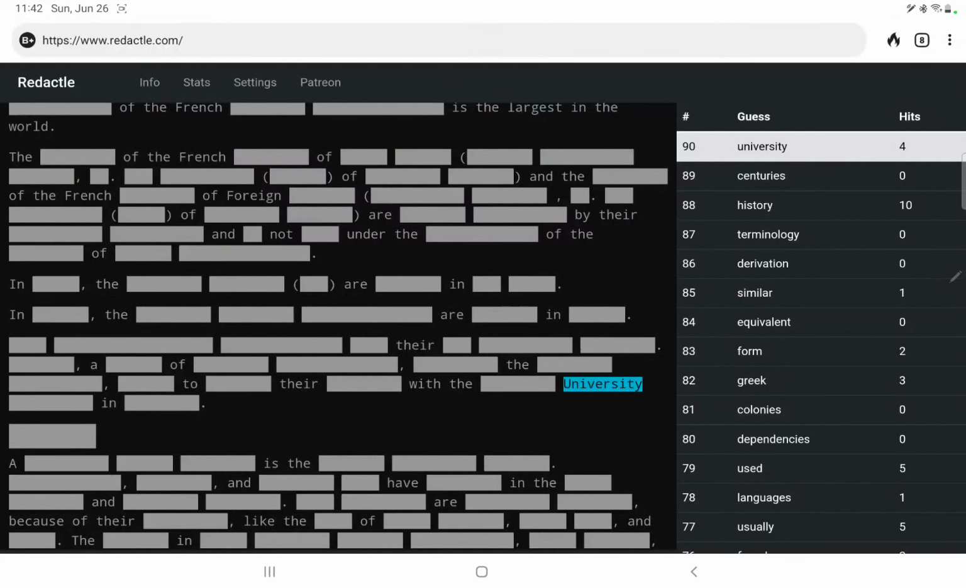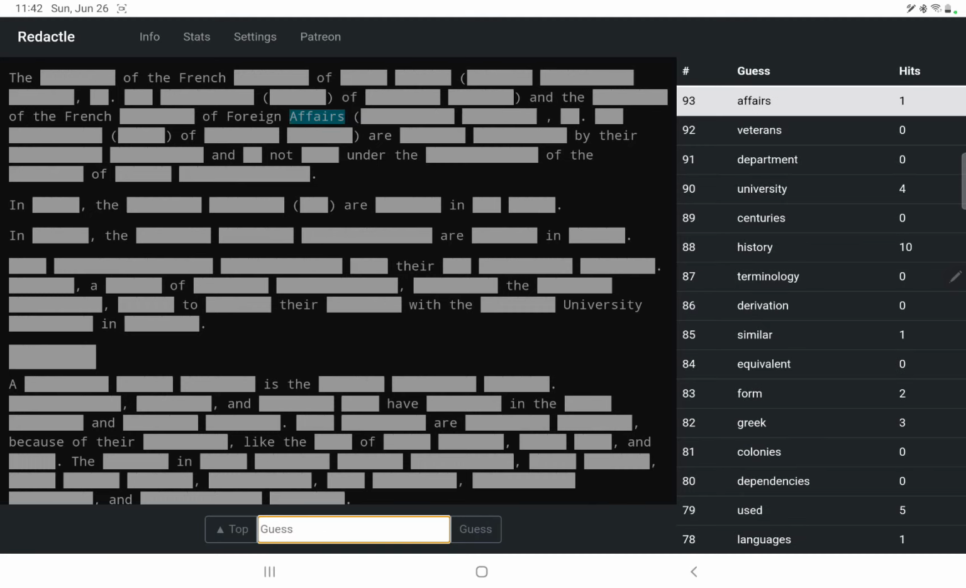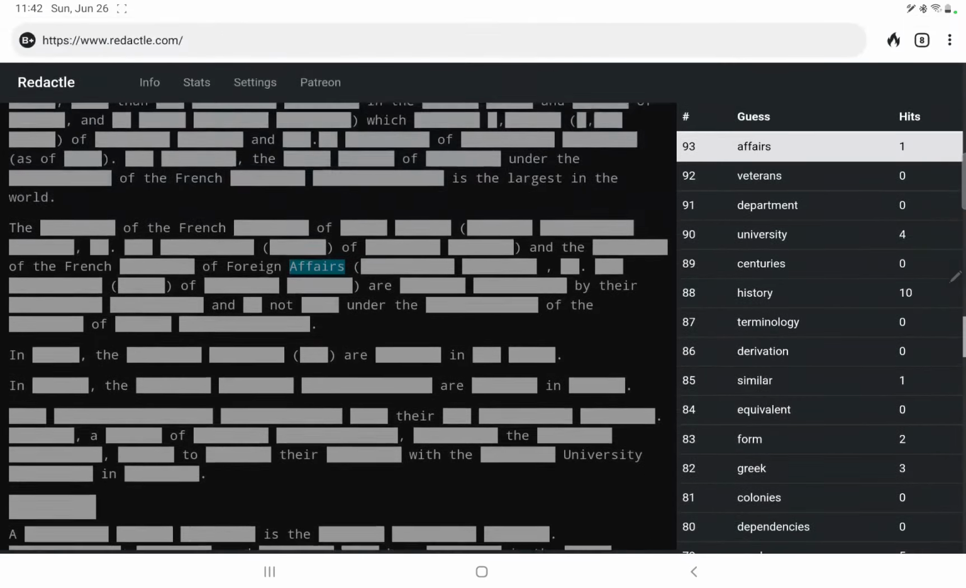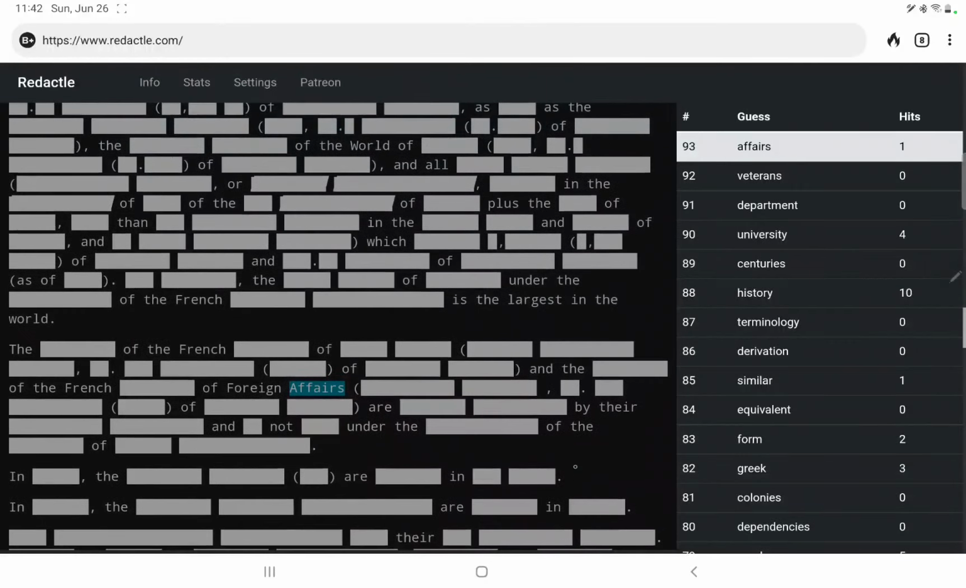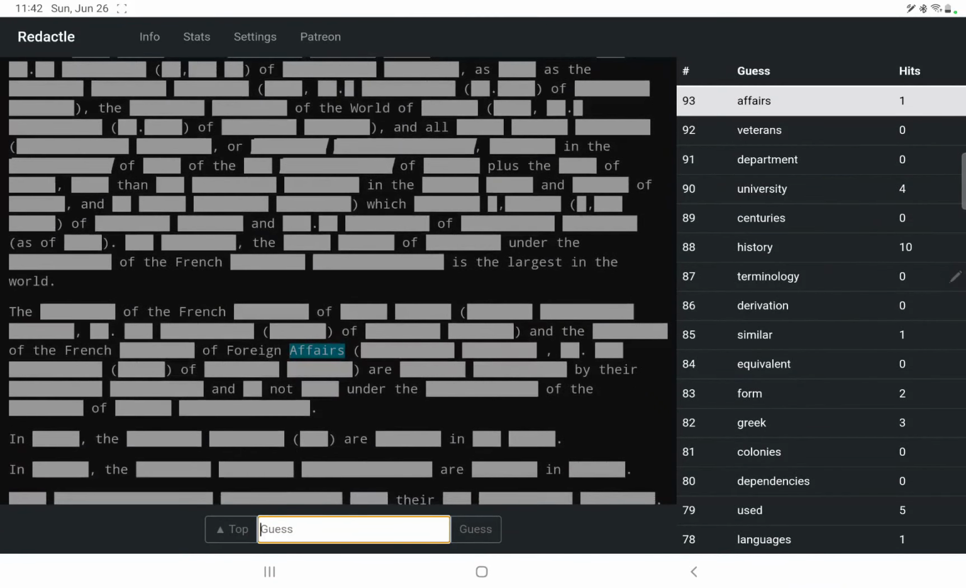Oh, so here's that French something of foreign. Ooh, well, let's try department. No, the French something of veterans. No, the French something of foreign affairs. Okay. Sorry, I'm just reading through the world of something. And then something with a period, so I presume that's a number.